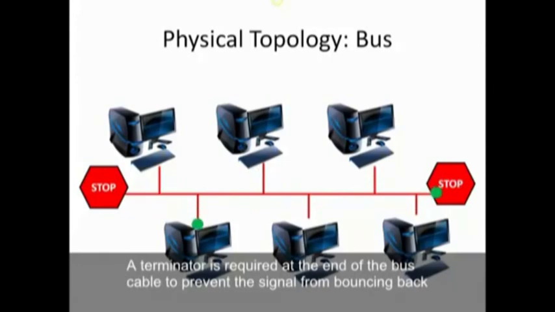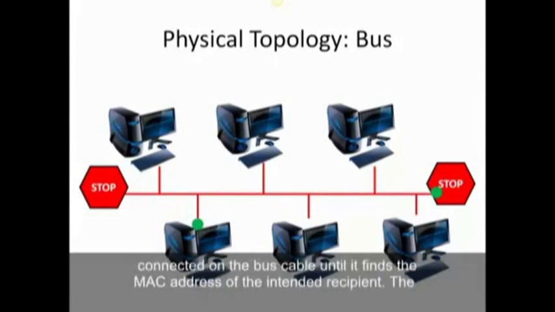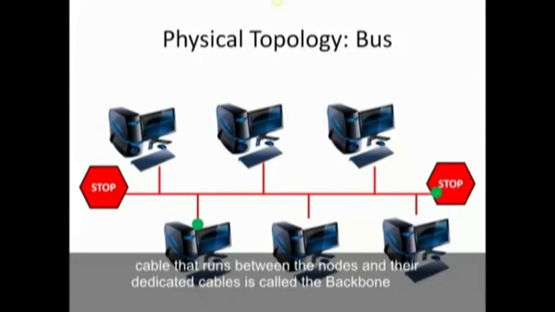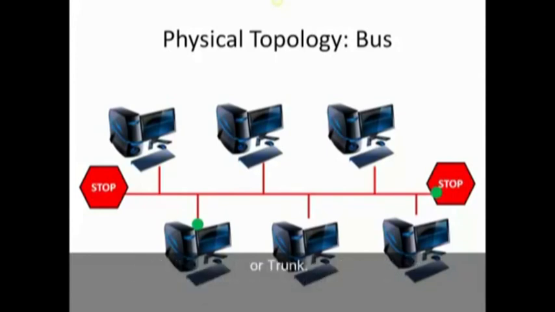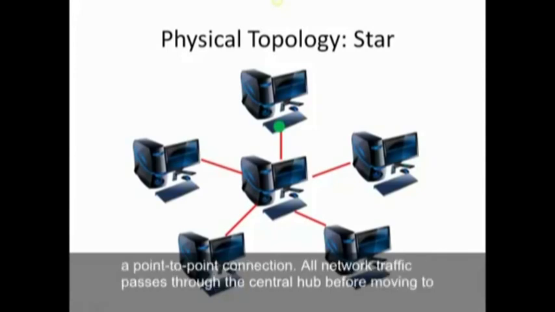A signal from the source travels in both directions to all machines connected on the bus cable until it finds the MAC address of the intended recipient. The cable that runs between the nodes and their dedicated cables is called the backbone or trunk. In a local area network with a star topology, each node connects to a central hub with a point-to-point connection. All network traffic passes through the central hub before moving to another node.